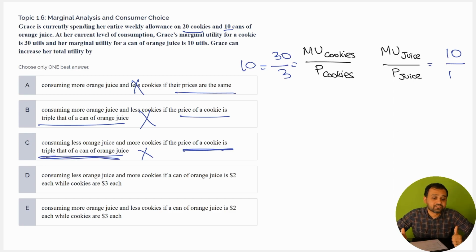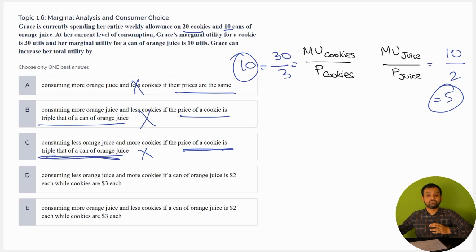Okay, option D. Consuming less orange juice and more cookies if a can of orange juice is $2, whereas cookies are $3 each. So in that case, 10 divided by 2 is 5, and 30 divided by 3 is 10. So in this situation, we see that the marginal utility per dollar from cookies is higher than that from juice. So she should be buying more cookies and less orange juice. So in this case, the answer is going to be D.